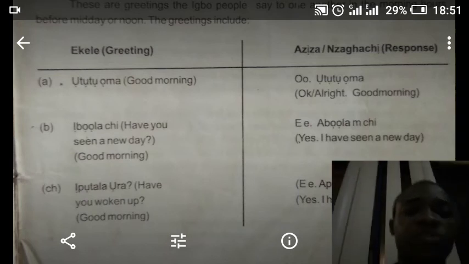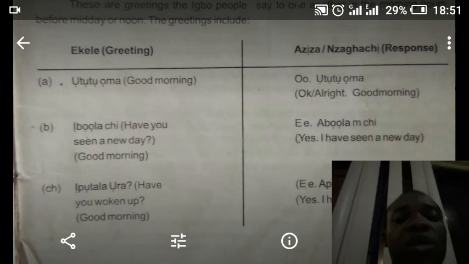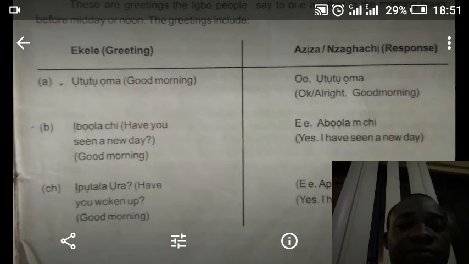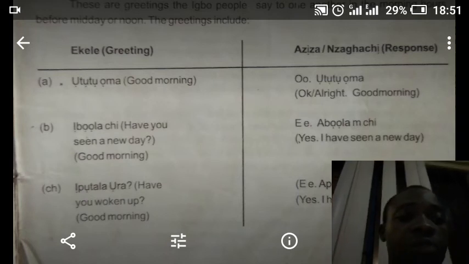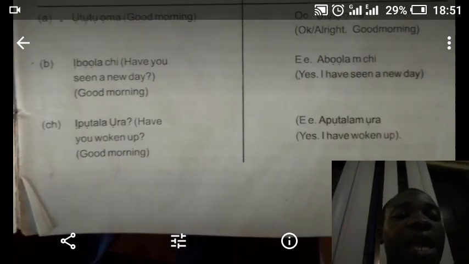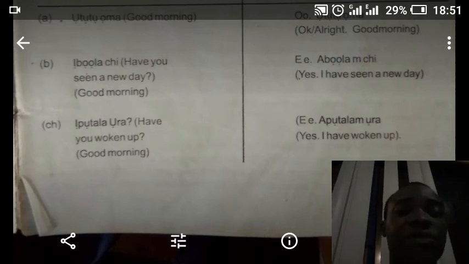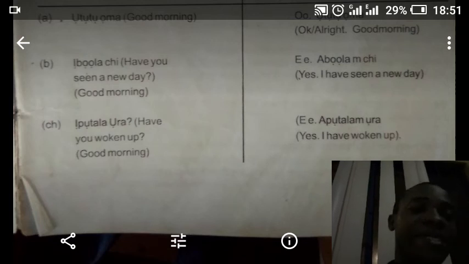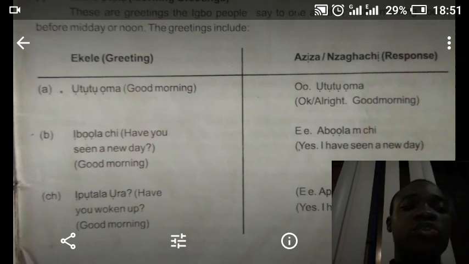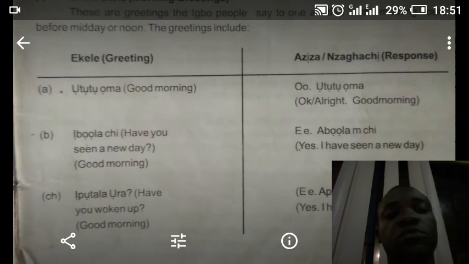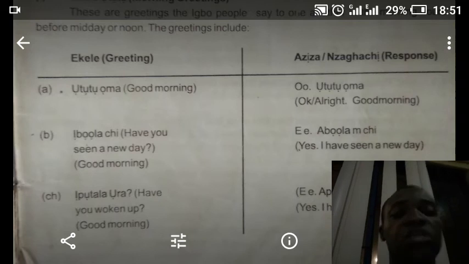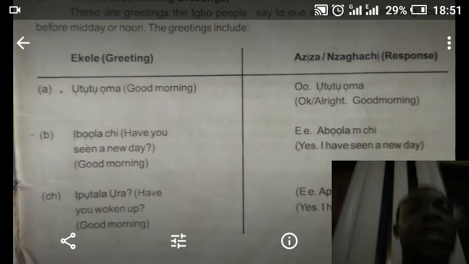Then if you don't want to greet somebody in that way during the morning hours, you can greet somebody as ipotala ora, have you woken up? And the person will respond, apotalam ora, yes, I have woken up. So that is that on Igbo morning greetings. You can use any of these expressions to tell somebody good morning. You can say ututu oma, you can say ibolachi, you can say ipotala ora. Any of them is accepted as far as we Igbo people are concerned.